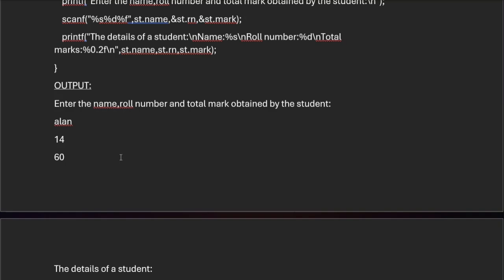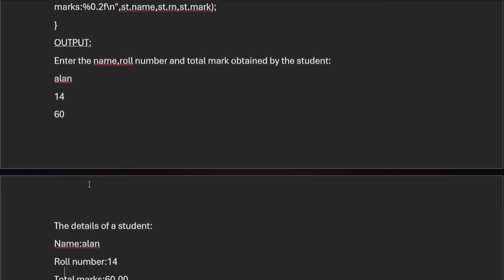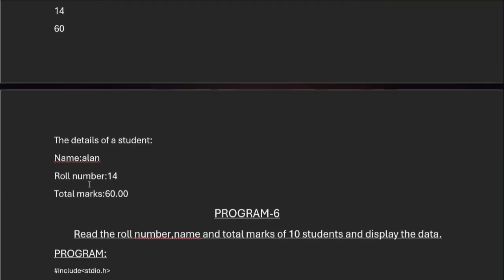And when we run the program, we should give the details of the student by the name, roll number, and total marks. I had given here Alan as the name, the roll number 14, and 60 as the total mark obtained. I had also given the details of a second student, again with the name Alan, the roll number as 14 and the total marks as 60. That's all.